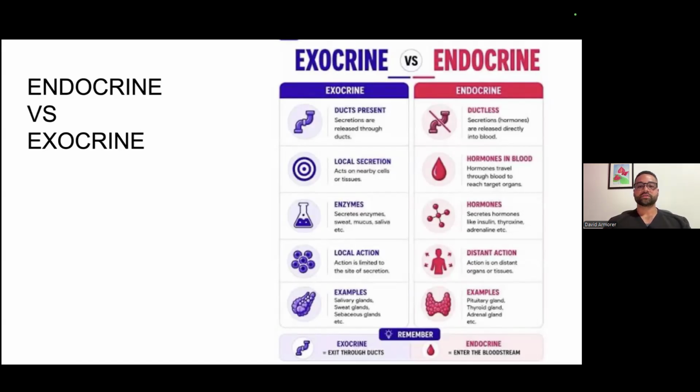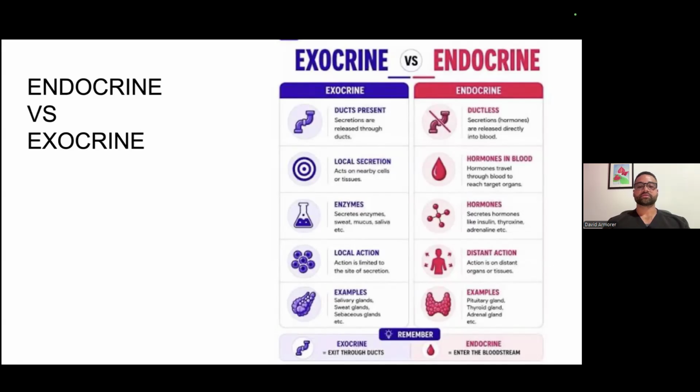So you have local secretion, which is the exocrine secretion, and it would act on nearby cells or tissues. It will drain directly into the gut with respect to the pancreas, whereas in the endocrine pancreas, the hormones are secreted more into the bloodstream, which feeds into the portal venous system, which we'll touch on later. The exocrine would consist more of enzymes, which are large protein-like molecules, whereas the endocrine would consist of hormones. The exocrine would have local action, the endocrine would have distant, widespread action throughout the body.